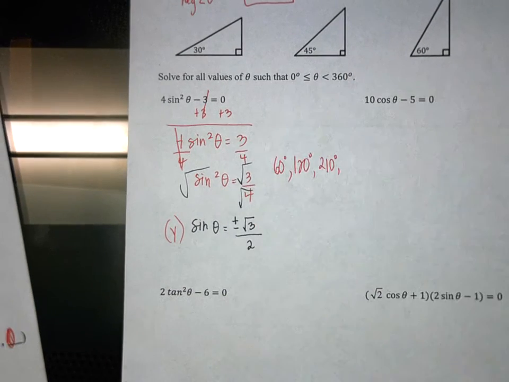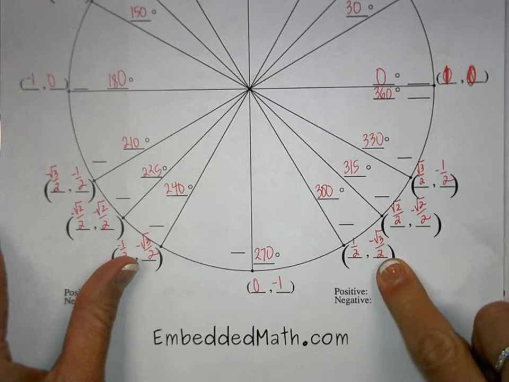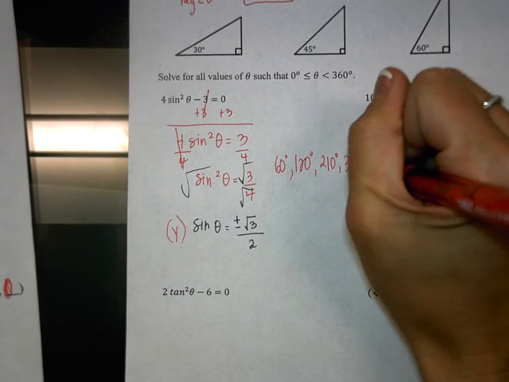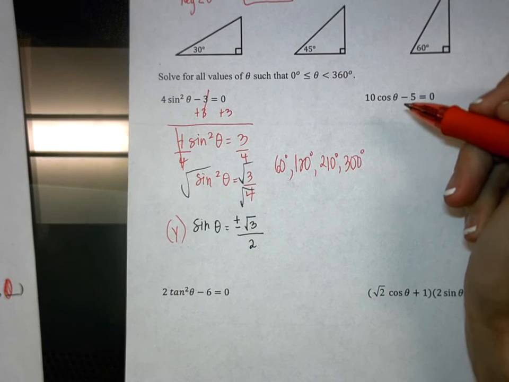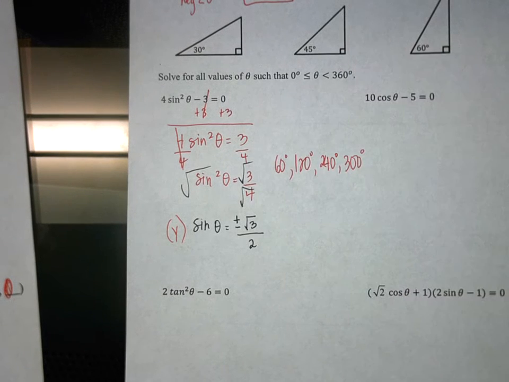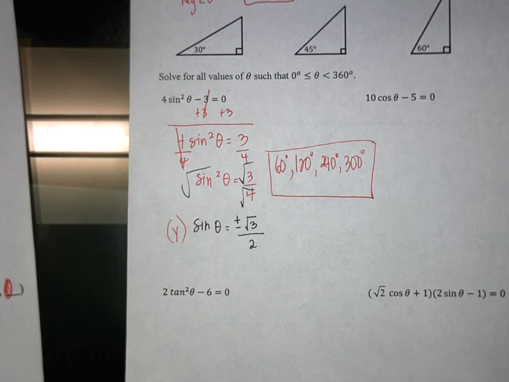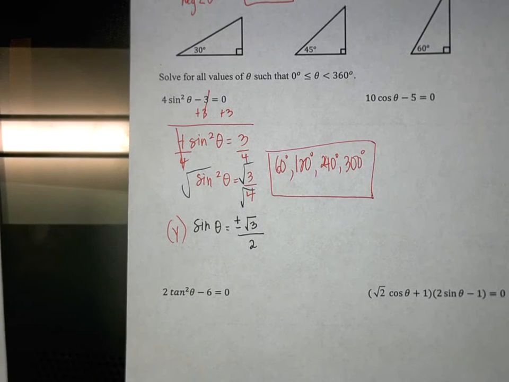And then in quadrant 4, where is y root 3 over 2? 300. Good, 300 degrees. Oh, thank you. Yes, perfect. Okay, so those are our answers for the first one. Okay, does anybody want to ask me questions or anything on that?